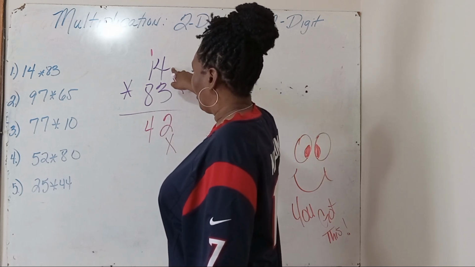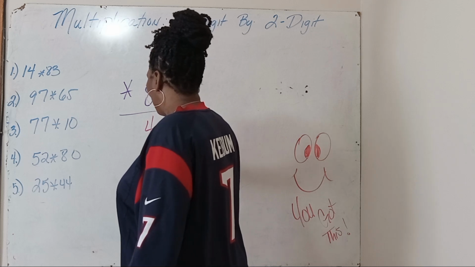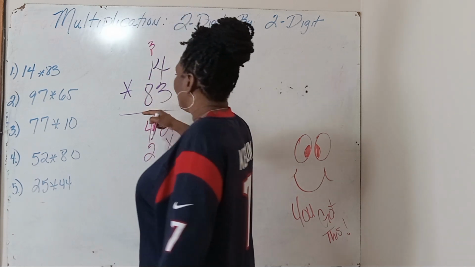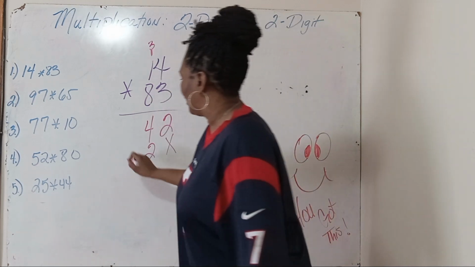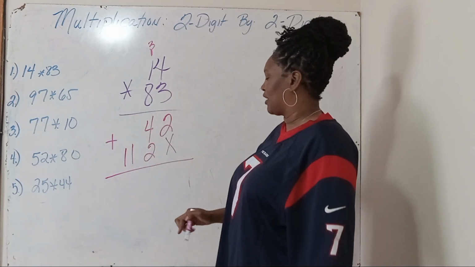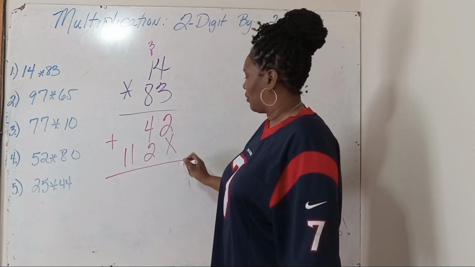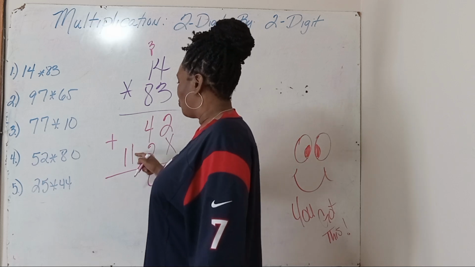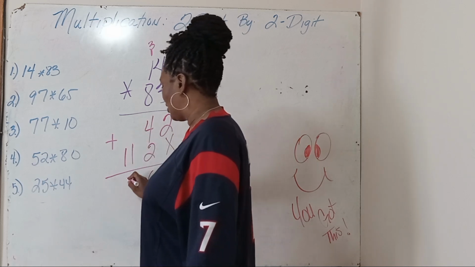8 times 4 is what? 32. So I'm going to put my 2 right here, and I'm going to carry my 3. 8 times 1 is 8, plus 3 is 11. Put a plus sign right there, and I'm going to add all this stuff together. Since this X represents a 0, it's like me saying 2 plus 0 equals 2. 4 plus 2 equals 6. 1 plus 0, or 1 plus nothing, equals 1.